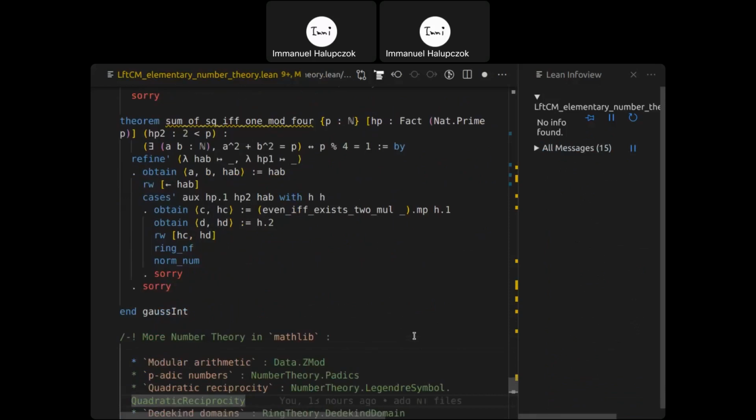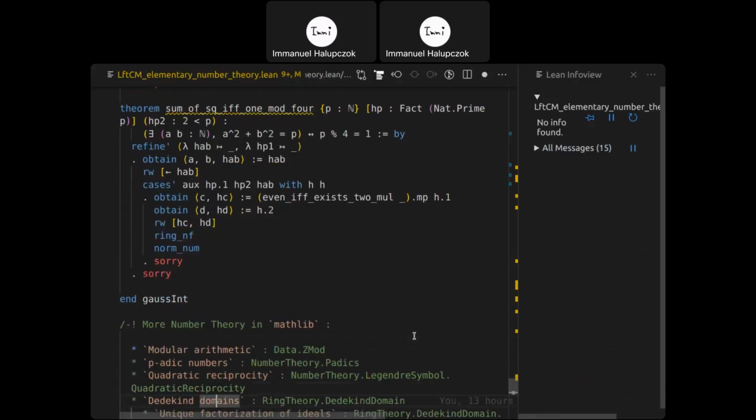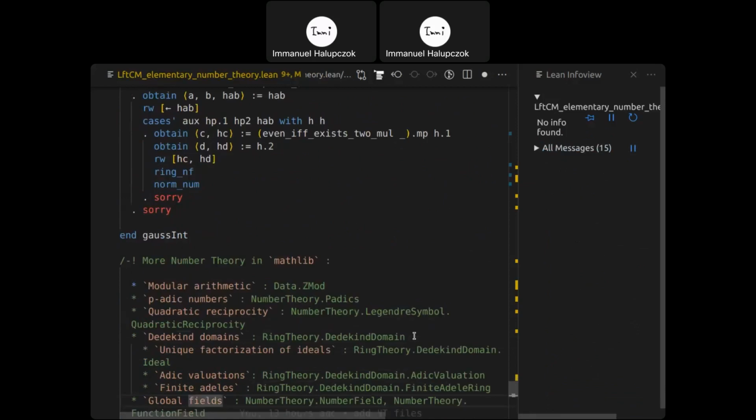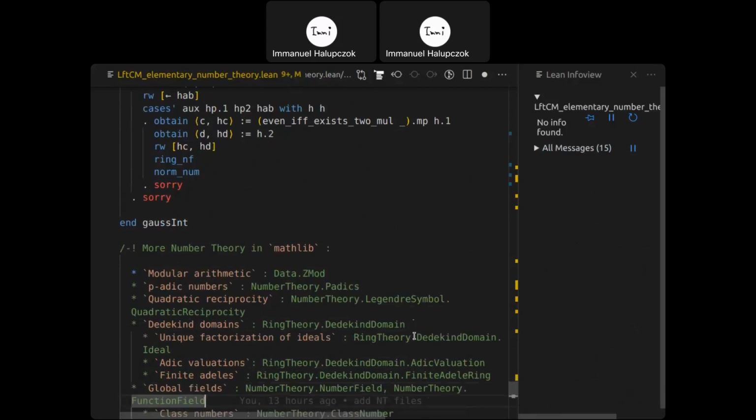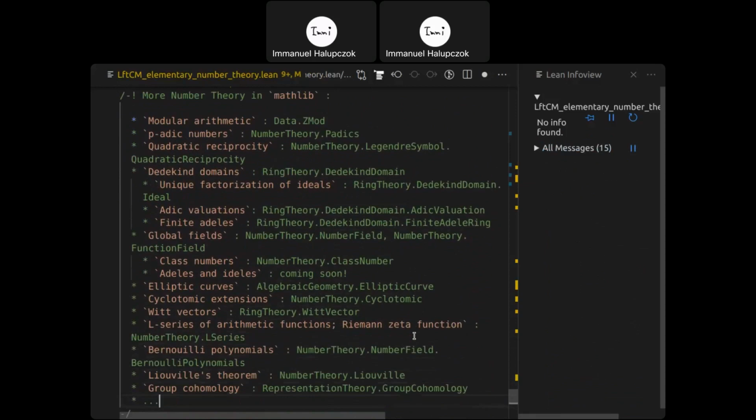Yes, I think this is all I wanted to say about the Gaussian integers, but I also want to tell you a bit more about other kinds of number theory that we have in Mathlib, just so that you have an idea of what's already there. So I wrote a short list here of things we have. For example, if you want to do some more modular arithmetic, like we did a little bit here, but not too much, there's this Data ZMod folder where you can find information for that.